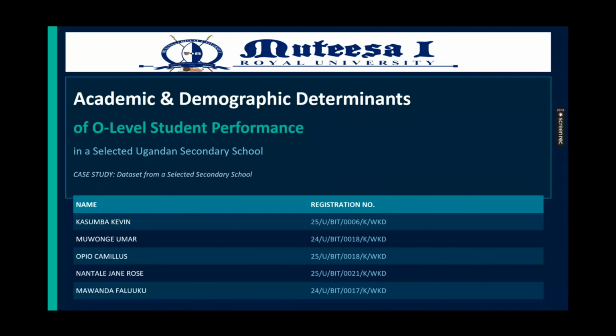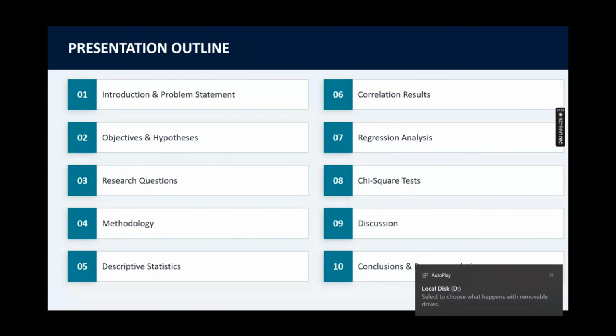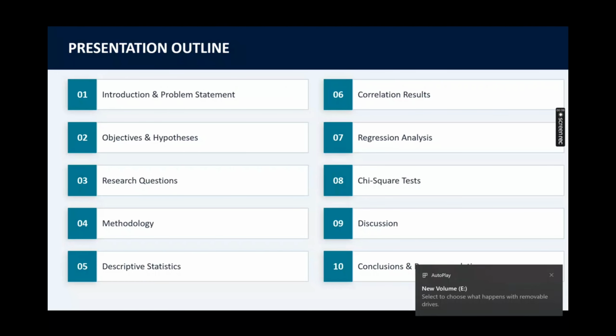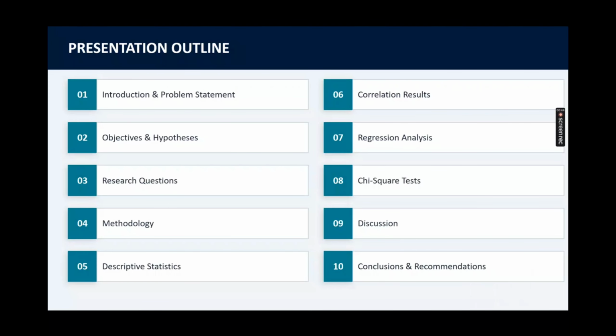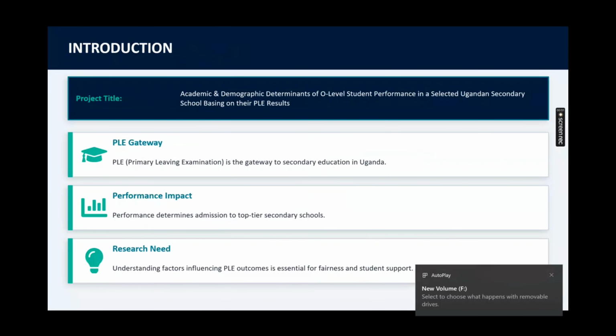So we're analyzing the academic and demographic determinants of O-level students using their PLE results. Of course, our presentation outline: here we are looking at the introduction and problem statement, then objectives and hypothesis, research question, methodology, descriptive statistics, correlation results, regression analysis, chi-square test, discussion, and then conclusion and recommendation.